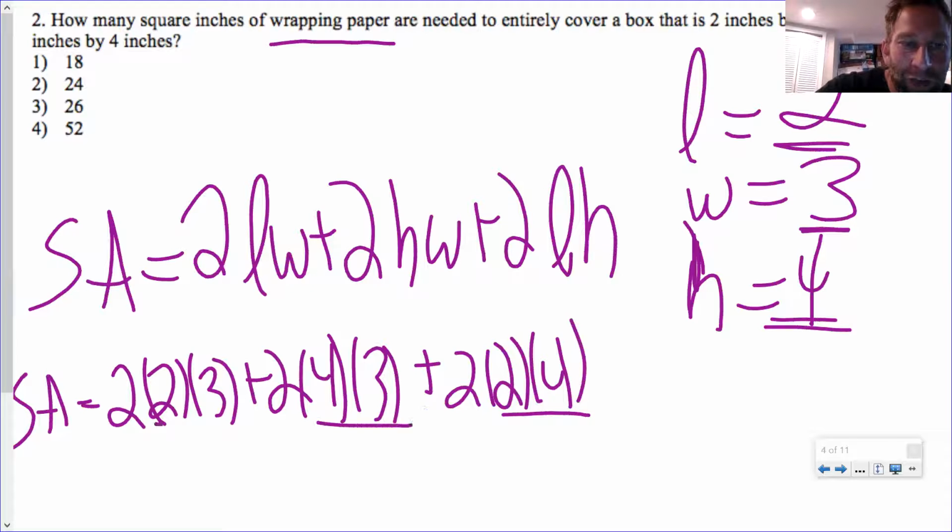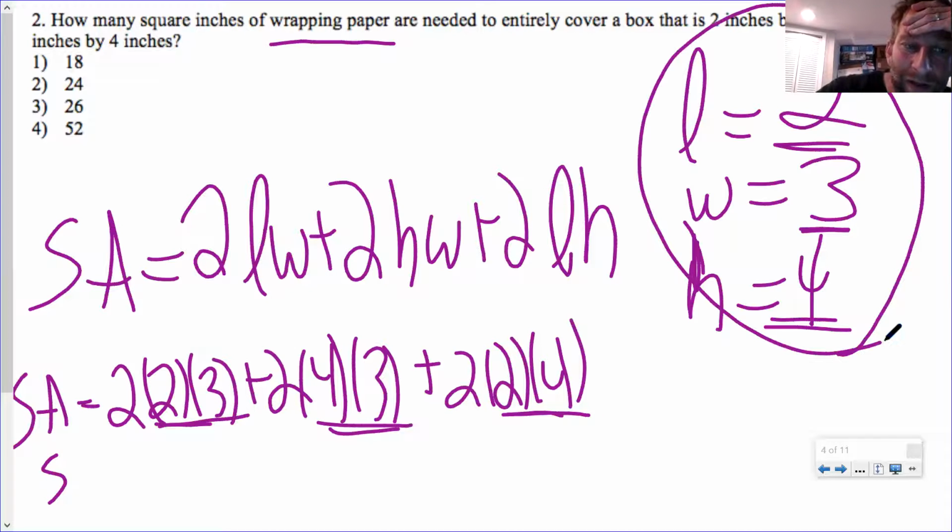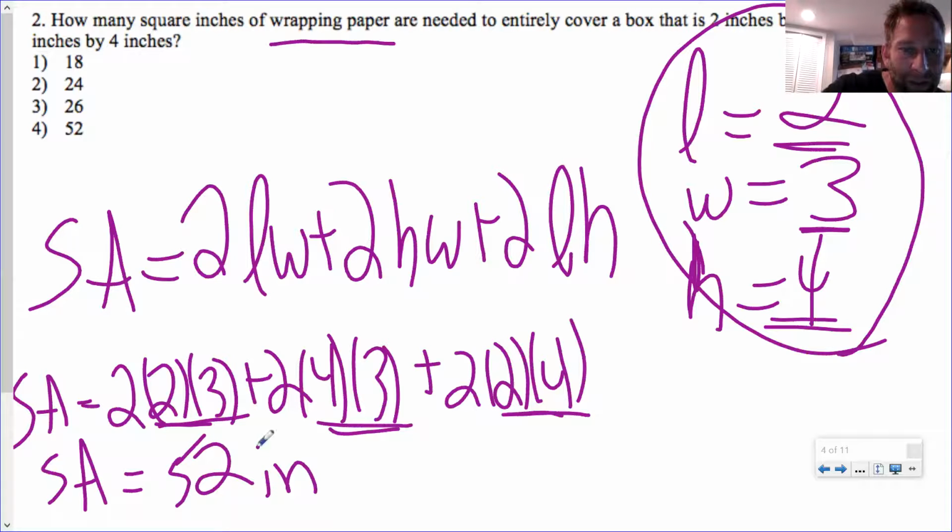Take a look. Are any duplicated? I see 2 and 3, 4 and 3, 2 and 4. That looks good. If it was duplicated and these were all different, then you made a mistake substituting in, which is a very common mistake. From here, I go to my calculator. I type it in. 2 times 2 times 3 plus 2 times 4 times 3 plus 2 times 2 times 4 is 52 square inches. That's it. Let's go through one more.